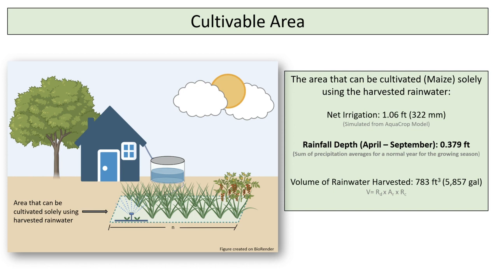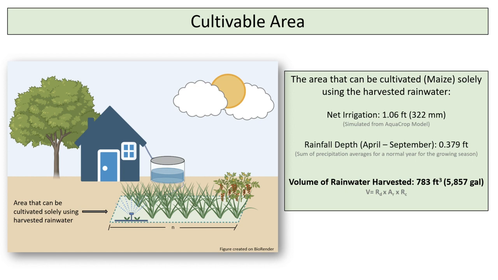We also need the rainfall depth, which was calculated in video 2 using information from the PRISM Climate Group website for Peach Springs, Arizona. This is just a sum of precipitation averages for a normal year during the growing season from April to September, which was 0.379 feet. That's just the average rainfall that is falling during April to September for a normal year. With that information, we were able to determine the volume of rainwater that can be harvested, which we calculated to be 783 cubic feet or 5,857 gallons.